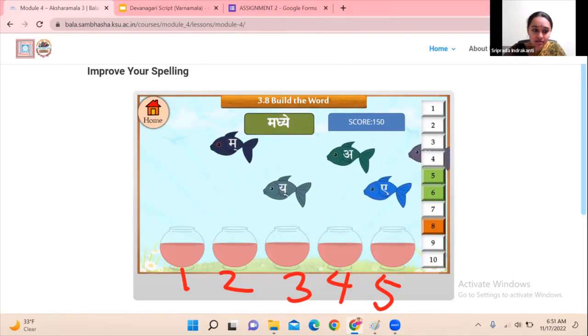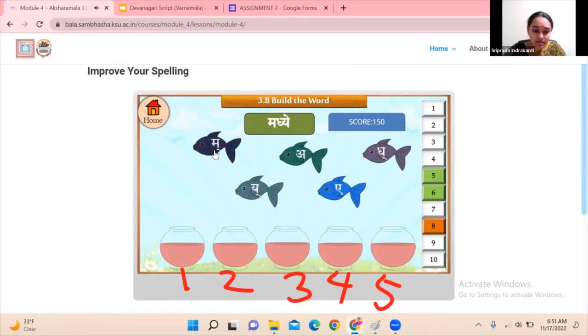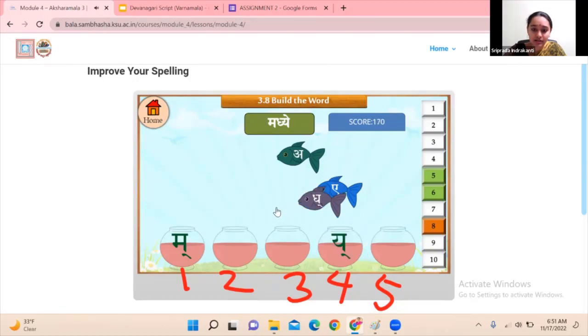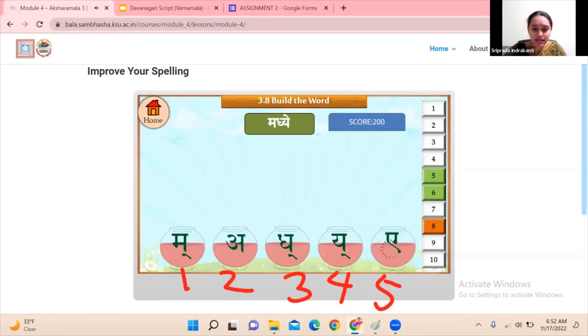Madhye. Ma comes first. Ya. 4. Dha. Think 3, not 2. 2 is A, and then Madhye, A comes last.